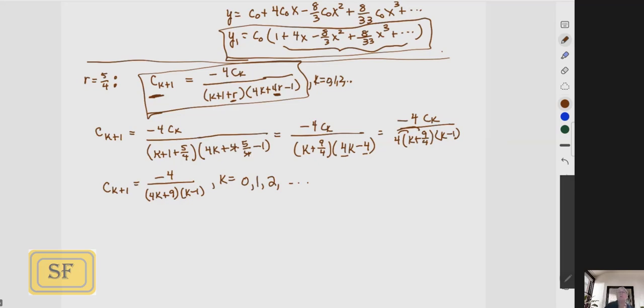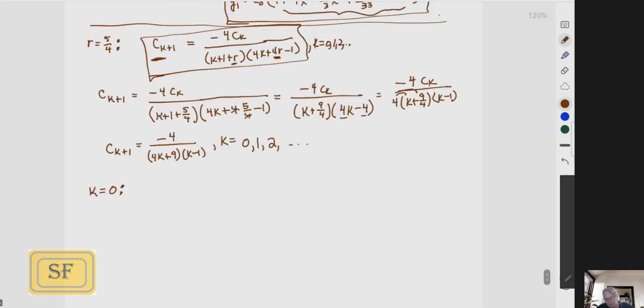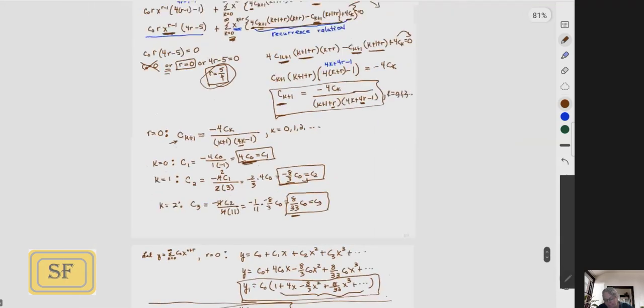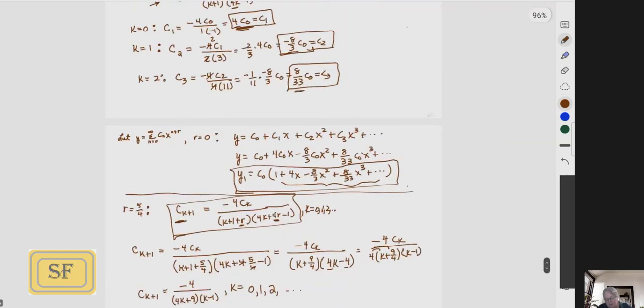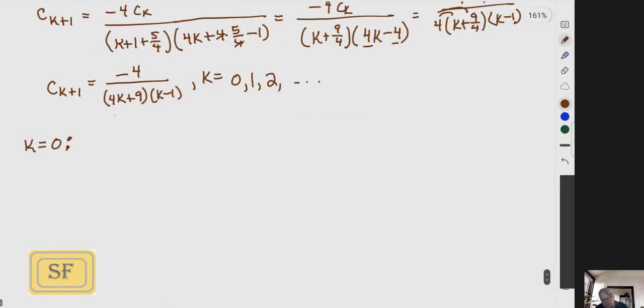And we'll do 3 terms like we did before. So when k is 0, let me see what else I have here. Nothing. I don't have anything. Okay. So when k is 0, we get C sub 1 is -4.